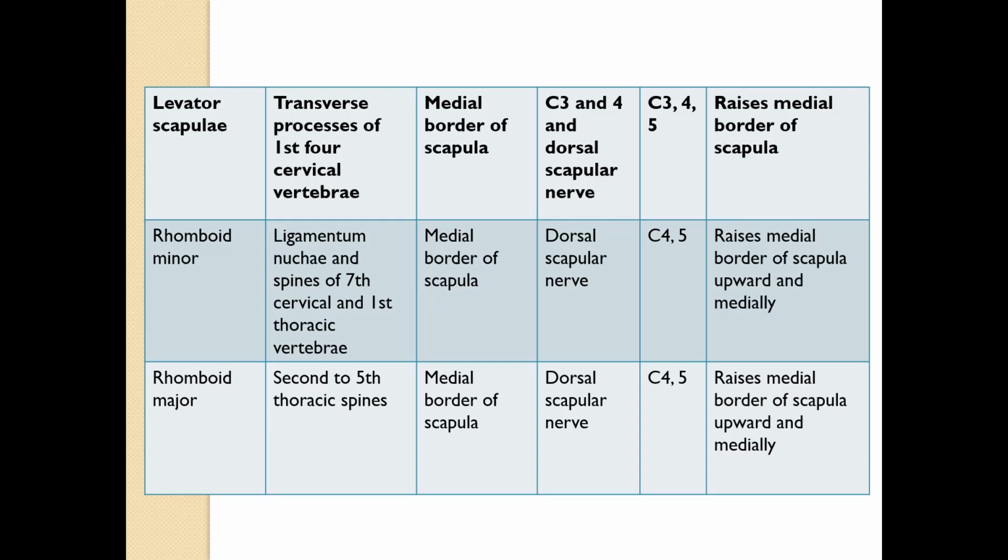The rhomboid major muscle originates from the 2nd to 5th thoracic spines and it is inserted into the medial border of the scapula. Its nerve supply and action are the same as the rhomboid minor.